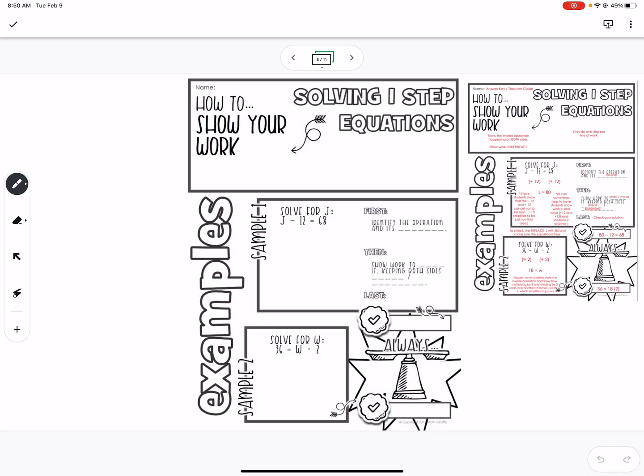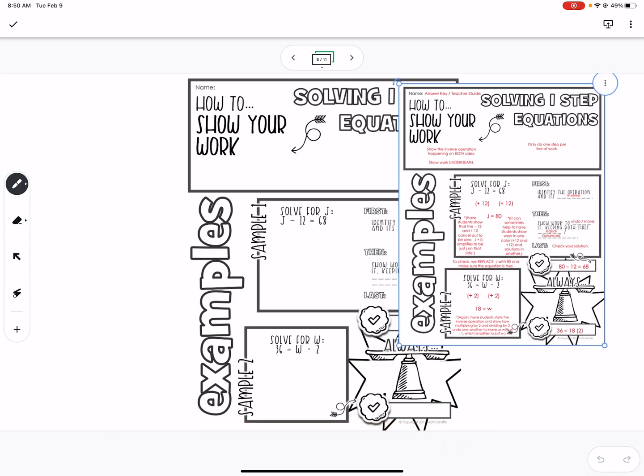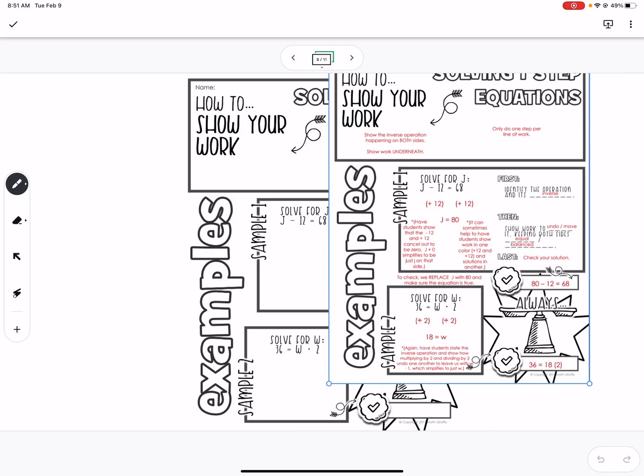How to show your work? Well, show the inverse operation happening on both sides. Show work underneath. Only do one step per line of work. So one step at a time. Take your time. Again, you're leading up to us doing multi-step equations. So down below here, you have a couple examples, samples. Identify the operation and its inverse. Then show work to undo it.